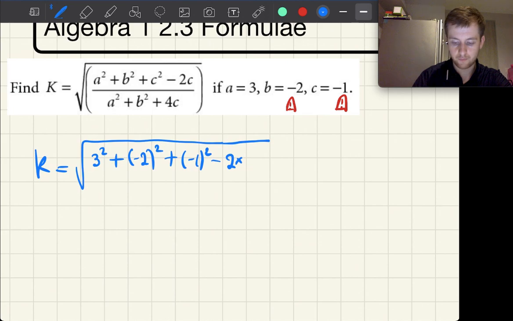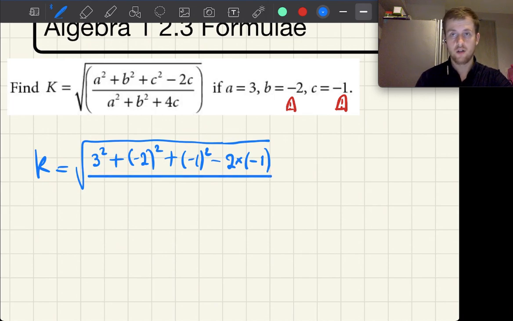times -1, like this. Again, the difficulty of this exercise is in a variety of signs, so it's very easy to make a mistake when you have so many different minuses everywhere. Very tricky. And then all of this divided by a squared, so that's 3 squared plus b squared, that's (-2) squared plus 4 times c.